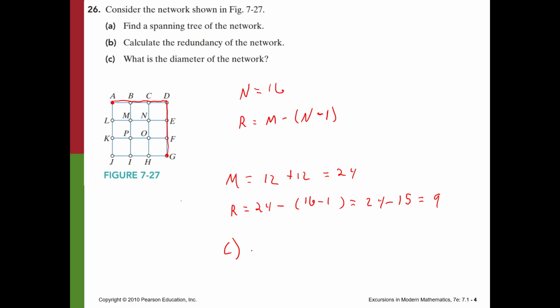I'm sorry, that is the degree of separation from A to G, and there aren't any two that are farther apart. So then 1, 2, 3, 4, 5, 6. The diameter is 6. Let's move on.